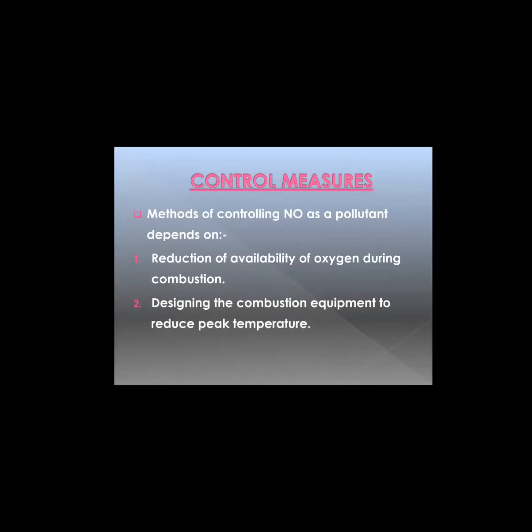The second is that we need to design the combustion equipment in such a way as to reduce the peak temperature. Because, as I said, the combustion of nitrogen doesn't take place at room temperature. It's because of the inert character of nitrogen. When you talk about N2, between the two nitrogen atoms there exists a triple bond. Hence, for the formation of an oxide of nitrogen, all three bonds need to be broken, and for that, a high amount of energy is required. Therefore, the oxides of nitrogen are produced at a high temperature.